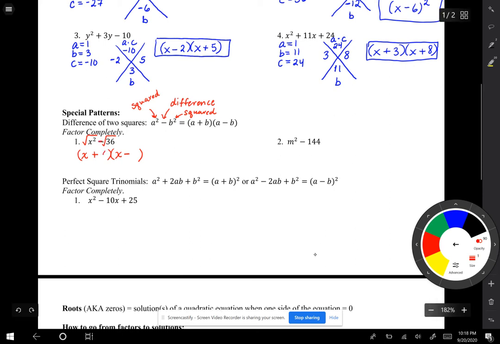Okay, so 6 times 6 is 36. But we want one positive, one negative, because a positive 6 times a negative 6 is negative 36. And that's all you have to do. Right? Second one. M times m is m squared, and the square root of 144 is 12. You don't want to put a 144 divided by 2. That's not what we're looking for. So one's positive and one's negative, and that's it.